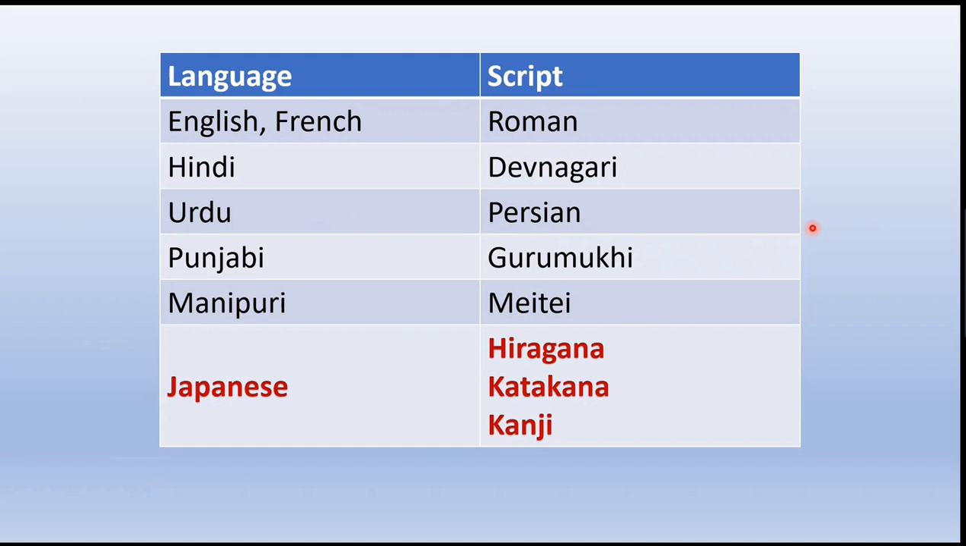Japanese, unlike the other languages listed above, is written with the help of three different scripts. These are Hiragana, Katakana, and Kanji. So let's look into these scripts in more detail now. The Japanese scripts. Scripts may be of two types.